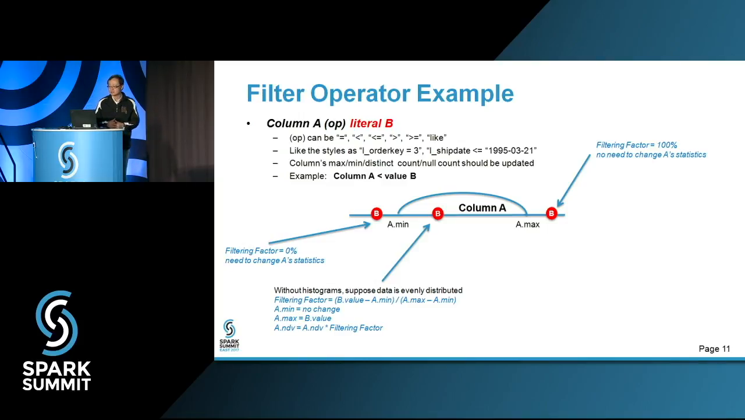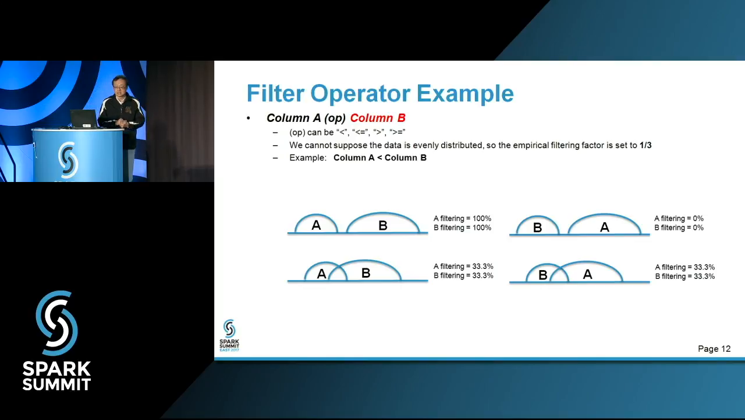So the filtering factor is 100%, okay. Then there's another case, where both of them are column A and the condition is column A less than column B. If the entire range of column A is less than column B's range, then its filtering factor is 100%. If the entire range of column B is less than column A, then to meet the condition column A less than column B, none of the records meet the condition, so the filtering factor is 0%.